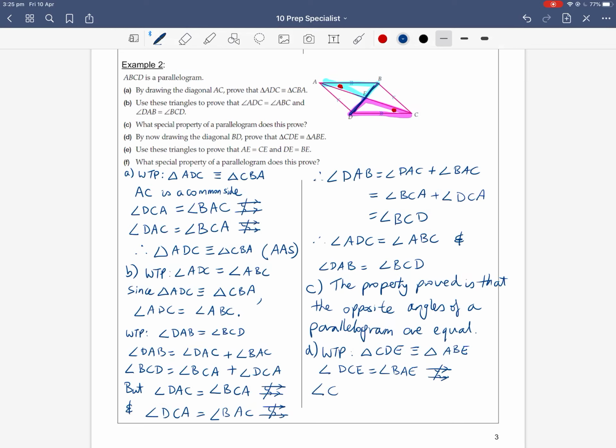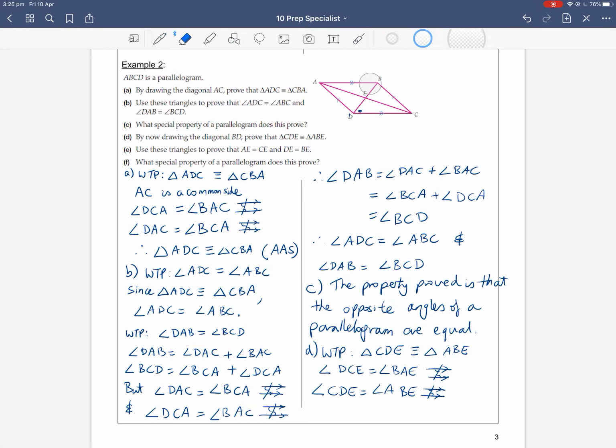I can also make the claim that angle CDE is the same as angle ABE. So let's have a look at where it is in the diagram. So angle CDE, this blue angle, we're saying it's the same as this angle ABE. Again, because of parallel sides, we can say that's true because of the alternate angle rule.